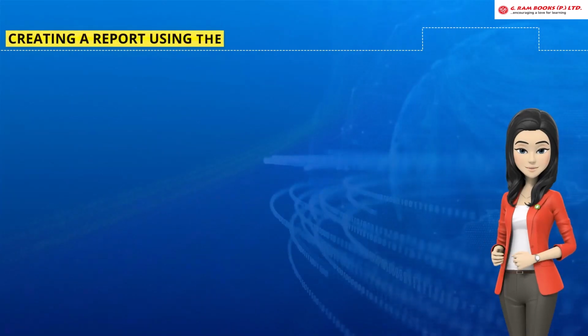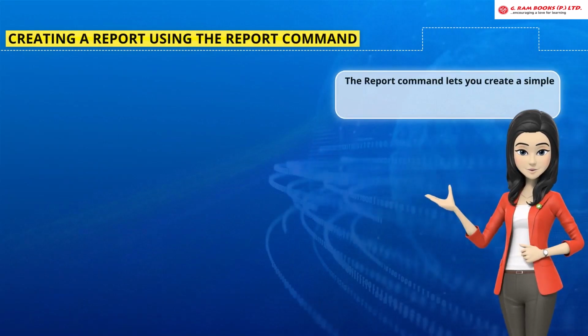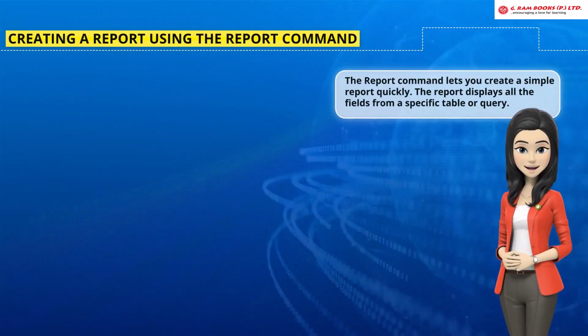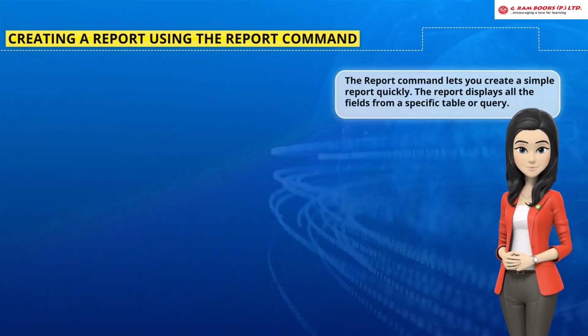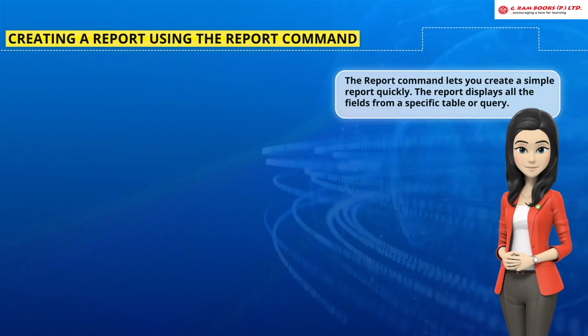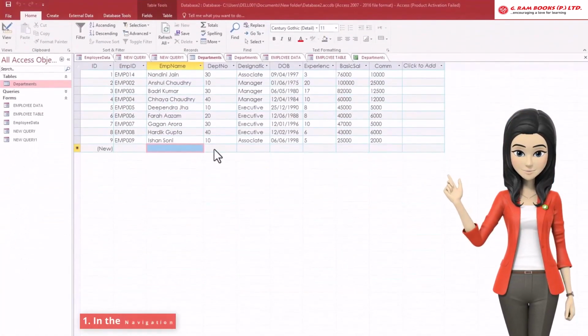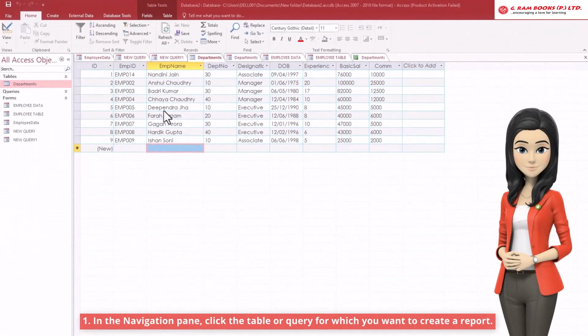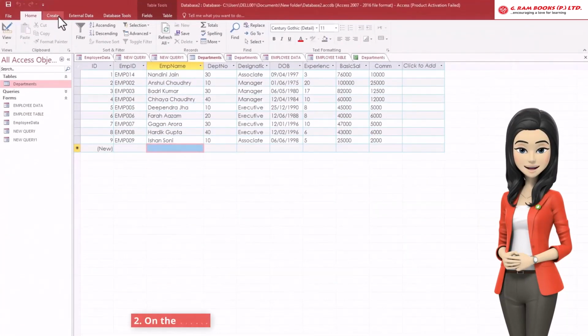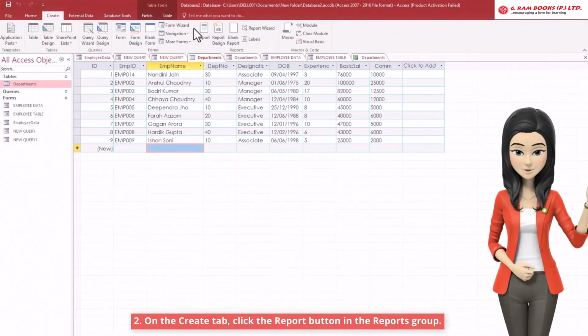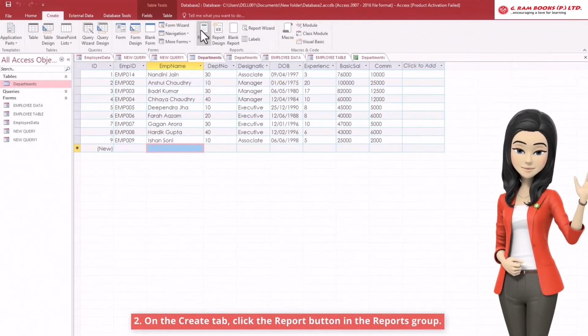Creating a report using the Report command. The Report command lets you create a simple report quickly. The report displays all the fields from a specific table or query. To create a report using the Report command: 1. In the navigation pane, click the table or query for which you want to create a report. 2. On the Create tab, click the Report button in the Reports group.